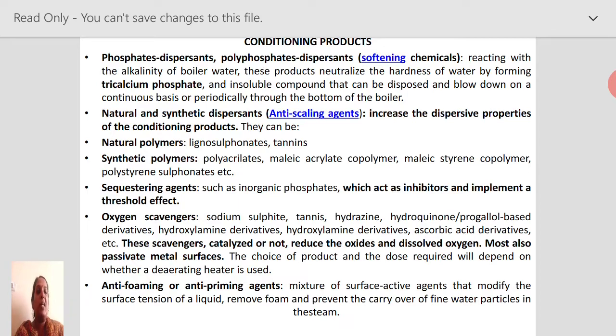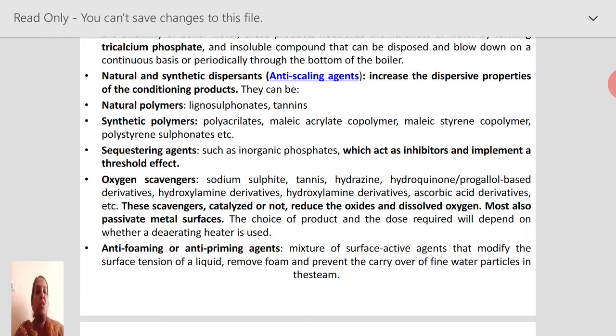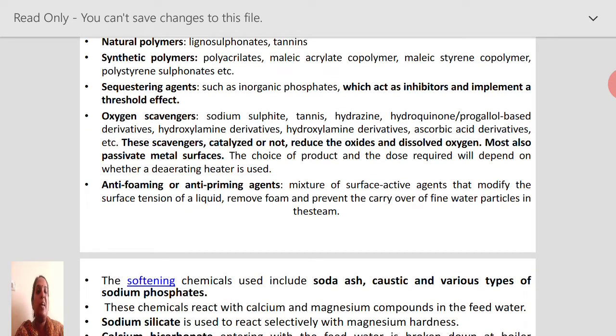These anti-scaling agents can be either natural polymers or synthetic polymers, and the list of polymers under this category is shown here. Even sequestering agents like inorganic phosphates can be used because they act as inhibitors and implement a threshold effect. So these are the oxygen scavengers employed in the feed water.